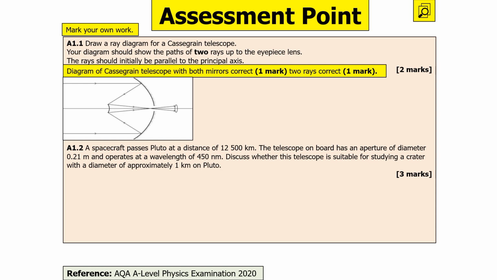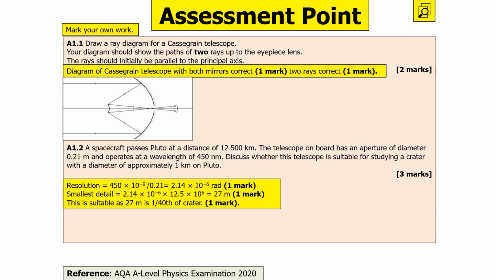The lines cross just before they hit the gap in the primary mirror, they then hit the lens and refract through the lens. We know that resolution is going to be the wavelength over the diameter, keep them both in meters, so you get 2.14 times 10 to the minus 6 radians. The smallest detail is therefore going to be equal to the resolution times the distance it's away from us. So you get 27 meters, which is suitable because that's about 1/40th of the crater's total size.